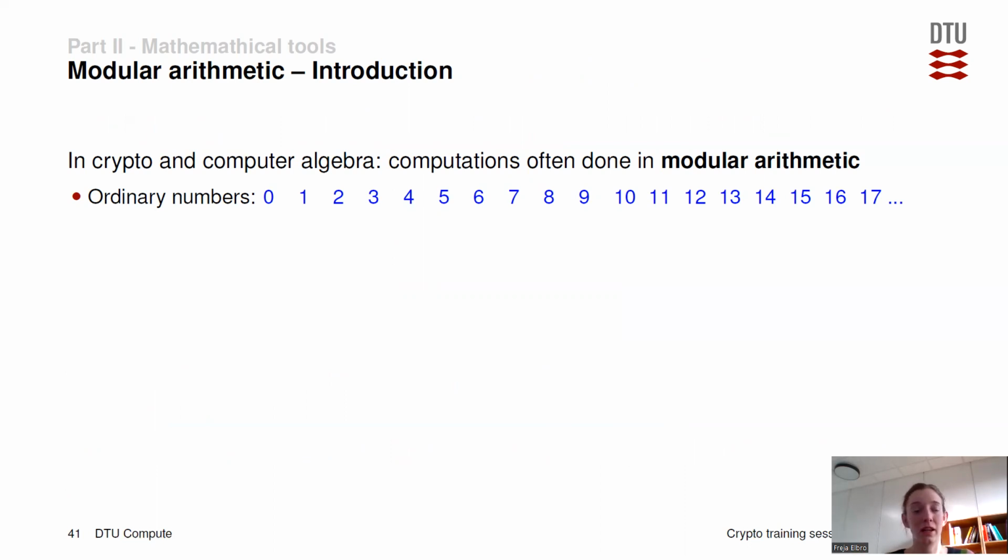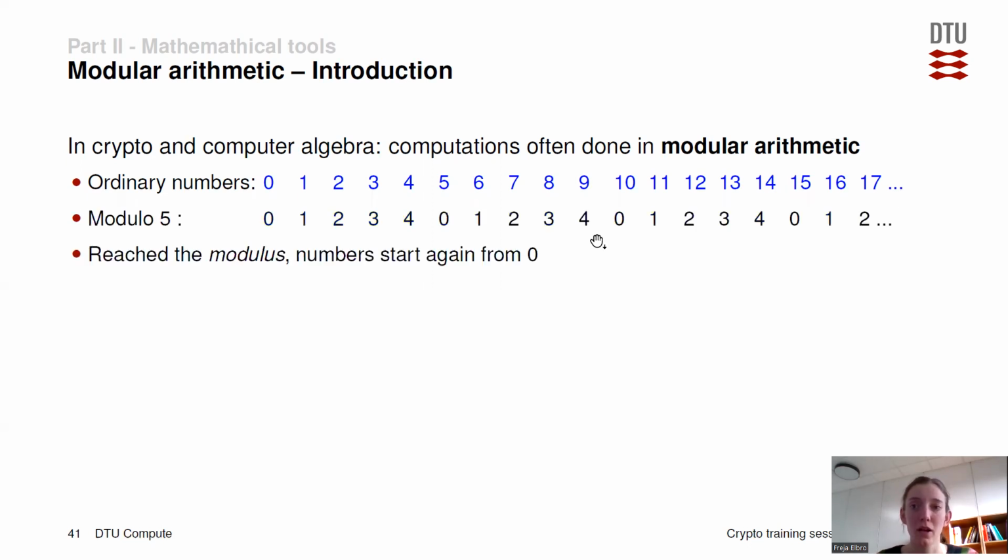In cryptography and on computers, computations are often done using modular arithmetic. Ordinary numbers you can sort of list. They have an order, and they go on as long as you care to, right? When you compute in modular arithmetic, you decide on a modulus, and once you reach that modulus, you just start over. So if you're counting modulo 5, there only exist 5 different numbers. And you can see that once you reach the modulus, you just start over.